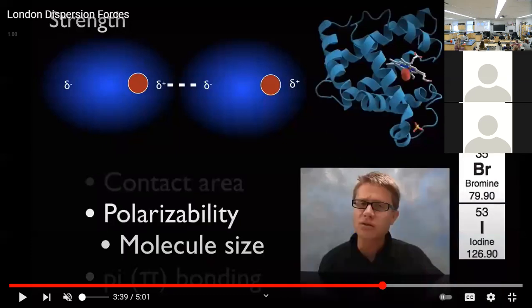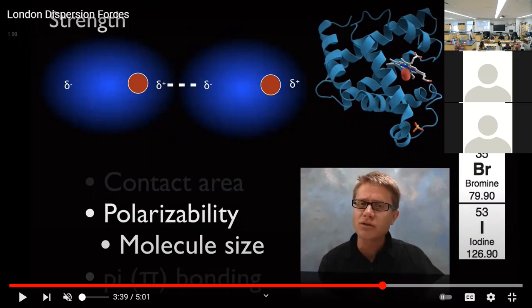All right, polarizability. This is really, really tested on the AP test. This is the term they usually will be asking you. The larger the molecule, the more polarizable. And when I say larger, I mean the more electrons it has. So the more electrons it has, the more polarizable it is, and typically the greater the IMF.